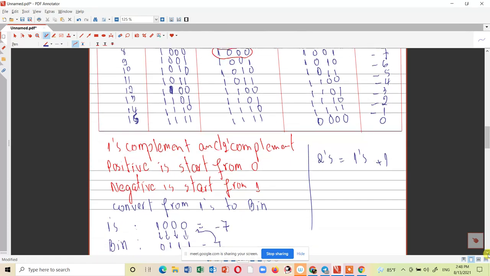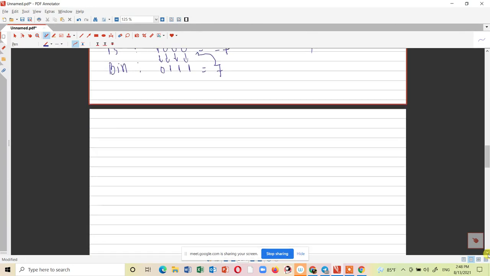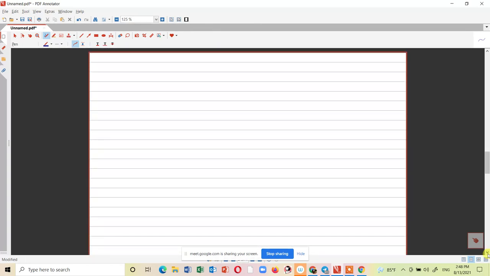For example, I take an example. Calculate 5 minus 1 in one's complement and two's complement. When we want to convert this one, I can write this one for you. 5 minus 1 is equal to 5 plus minus 1. So we should find minus 1.